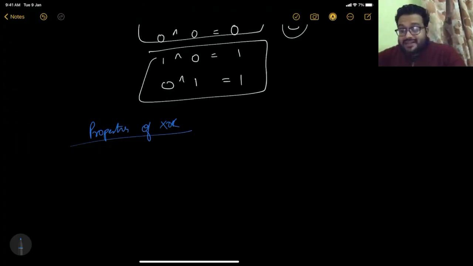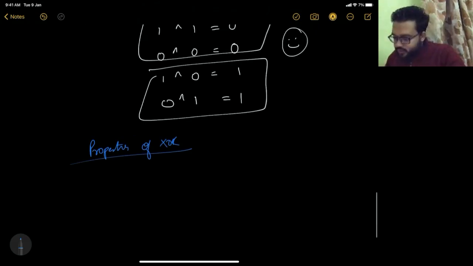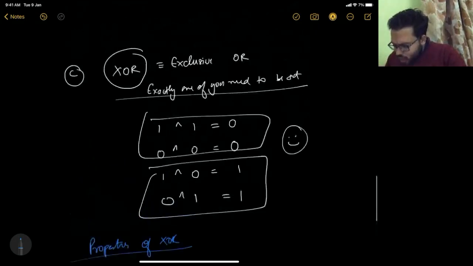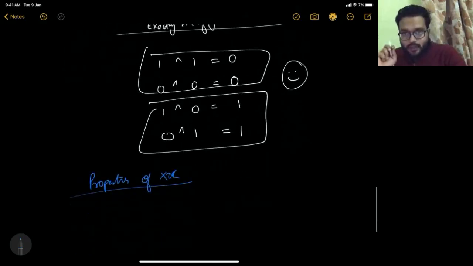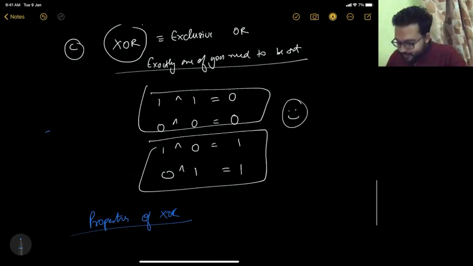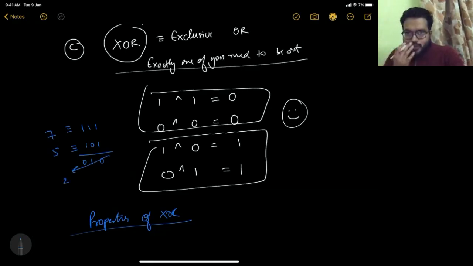Okay, cool. Properties of XOR. XOR essentially says that exactly one bit needs to be true. Before I move to properties of XOR, let me try to do XOR of 7 and 5. 7 was 111. 5 was 101. What will XOR be, guys? The least significant bit will be a 0 because both of them were set. The second least significant bit will be 1 because exactly one of them was set. The third one will be 0. Your answer comes out to be 2. So XOR looks for exclusivity.